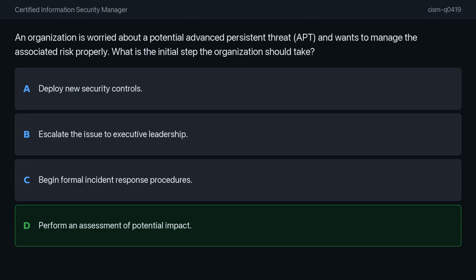As an exam tip, always remember that structured analysis must precede tactical intervention in any risk management framework.